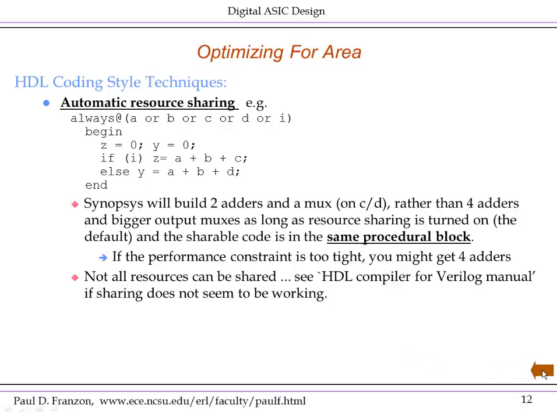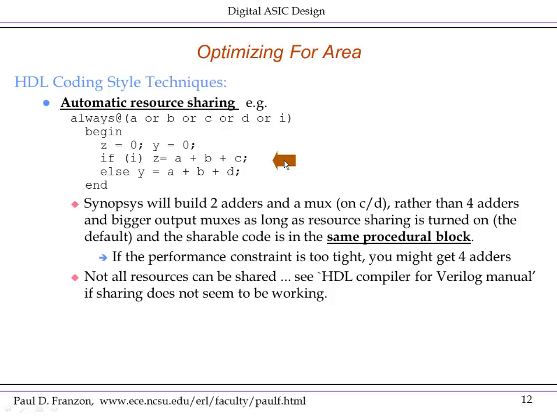That's speed. Let's talk a little bit about area. We've talked before about resource sharing. Here's an example. We have an if-else statement and 4 adds. And the point of this, because of the if-else statement, is that you actually don't need 4 adders.